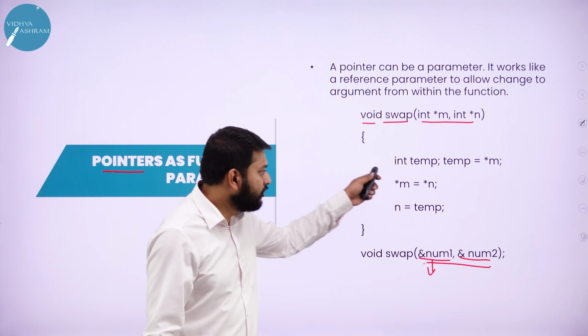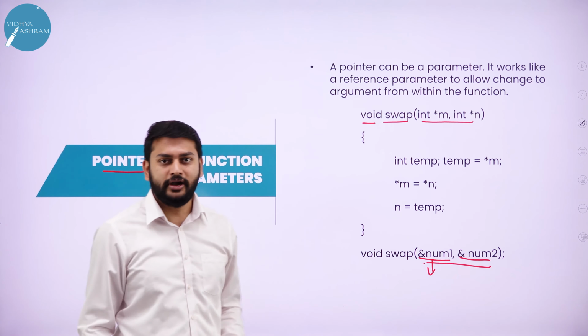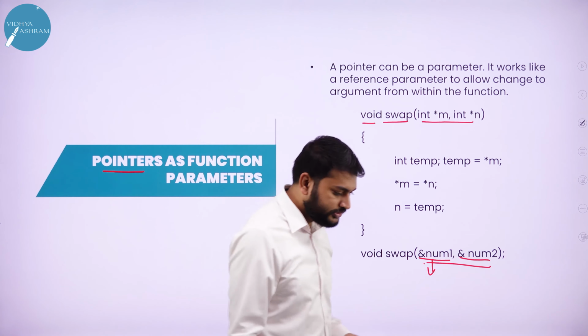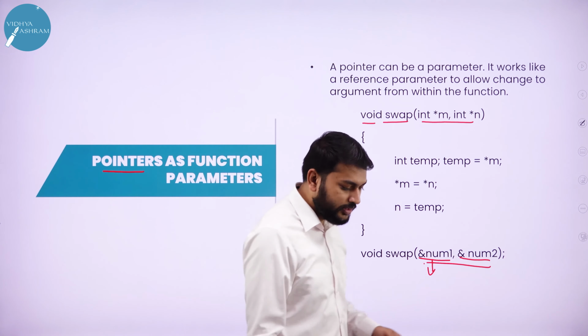So guys, wherever I'm using m and n, I am just using the pointer variables star m and star n. Wherever I'm using them, you can check here. I'm using star m and star m and star n, so here also I should use star n. That's the concept that you should remember with respect to pointer as a function parameter.